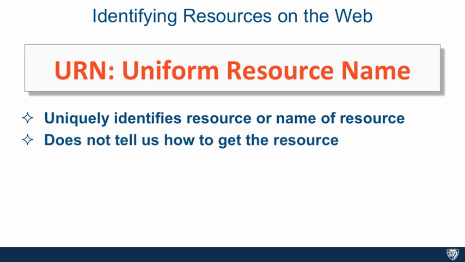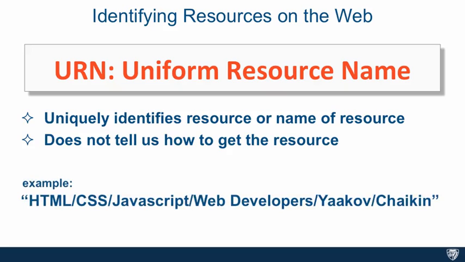The thing about URNs is they do not tell us how to get that resource. And URNs are very commonly used by organizations and institutions who want to standardize to maintain some uniqueness of a particular resource within that organization. So for example, if Coursera wanted to maintain unique names for each course that they have, they could make my course, or this course you're taking, and could generate a string that says HTML, CSS, JavaScript, web developers, Yaakov Chaikin, with the slashes in between, and it will probably uniquely identify this course within all the other number of courses that they have on the platform. It will not obviously uniquely identify my course all over the world, but it might uniquely identify it within the Coursera platform.